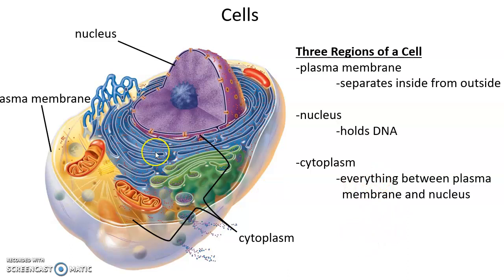And then we have the cytoplasm. The cytoplasm is everything found between the plasma membrane and the nucleus. So all the various organelles that we see in this cartoon, as well as the fluid that is surrounding those organelles.